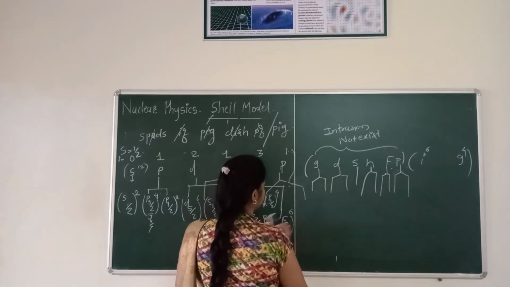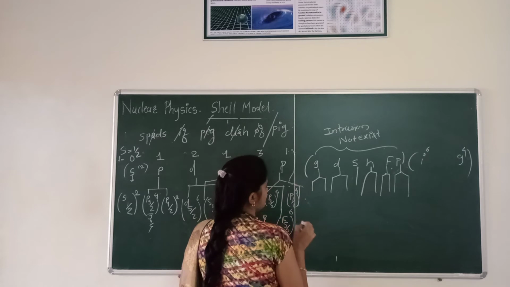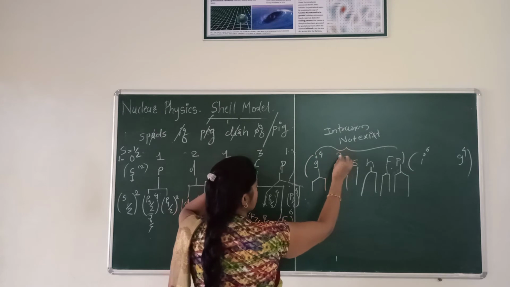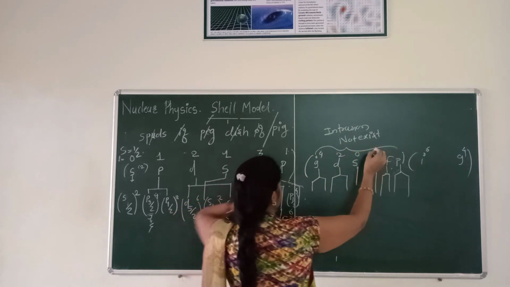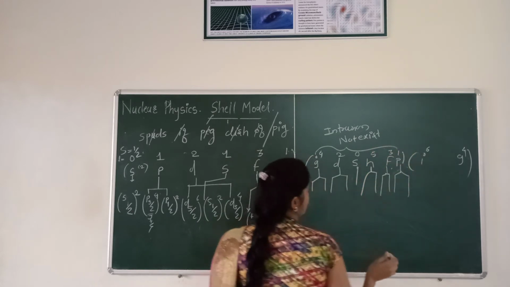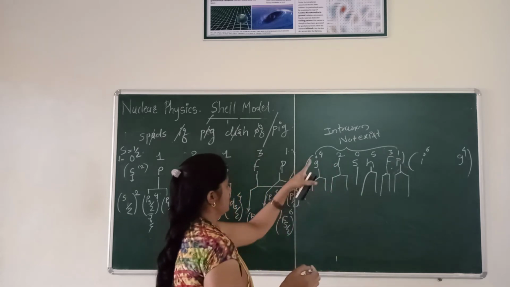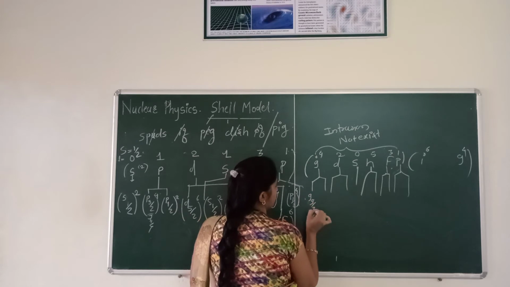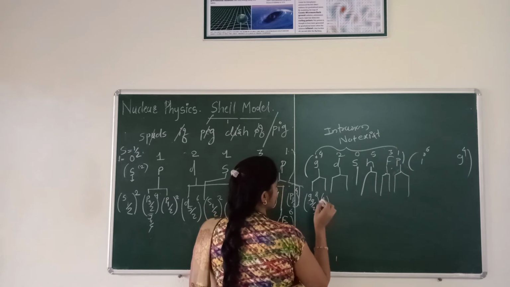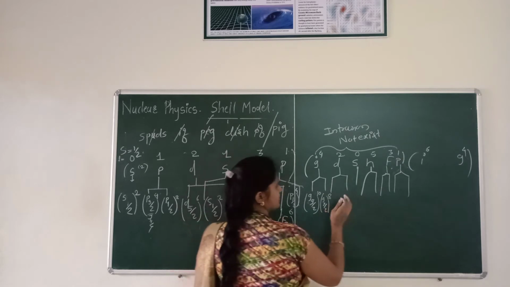For the G, what is the value of L? 4, D 2, S 0, H 5, F 3, P 1. Now for the G, what is the value? See here, G 9/2 which will contain 10 terms, G 7/2 which will contain 8 terms. No intrusion exists. That's why I am writing separately.